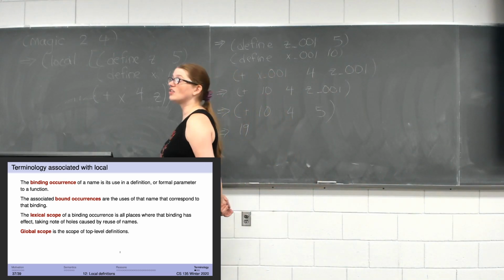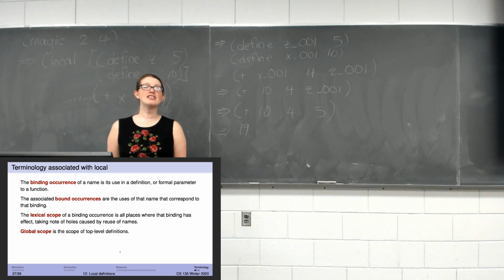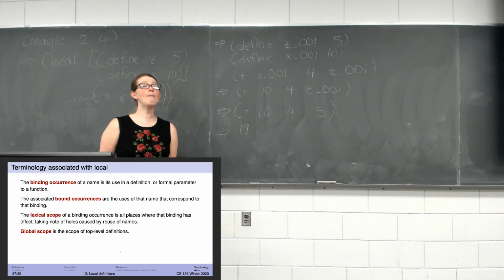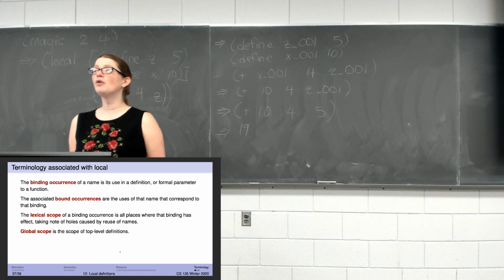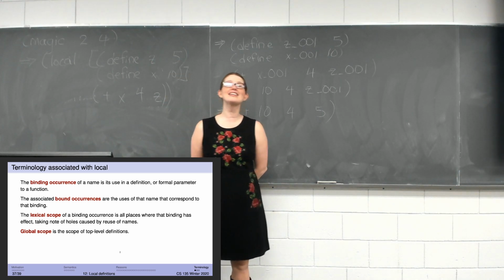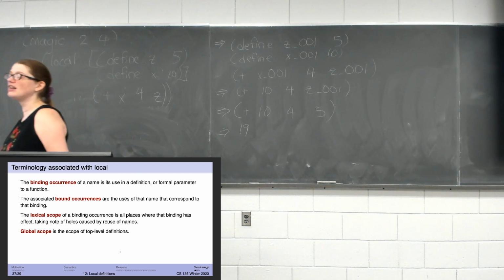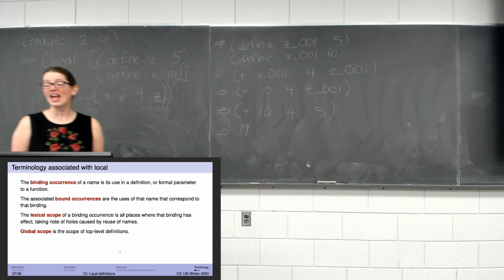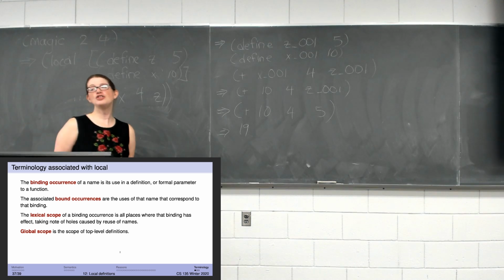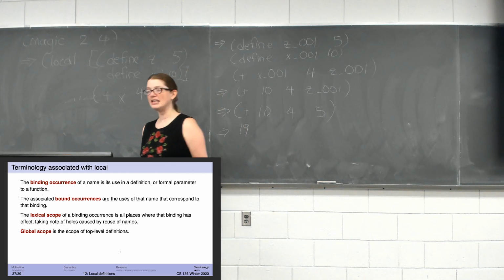Another kind of binding occurrence is function arguments. So if I have a function magic that has named parameters x and y, when I call magic with values 2 and 4, I am binding within the scope of the function x to 2 and y to 4. So there are two different kinds of binding occurrences. And then we say a bound occurrence is the use of that name for that particular binding.